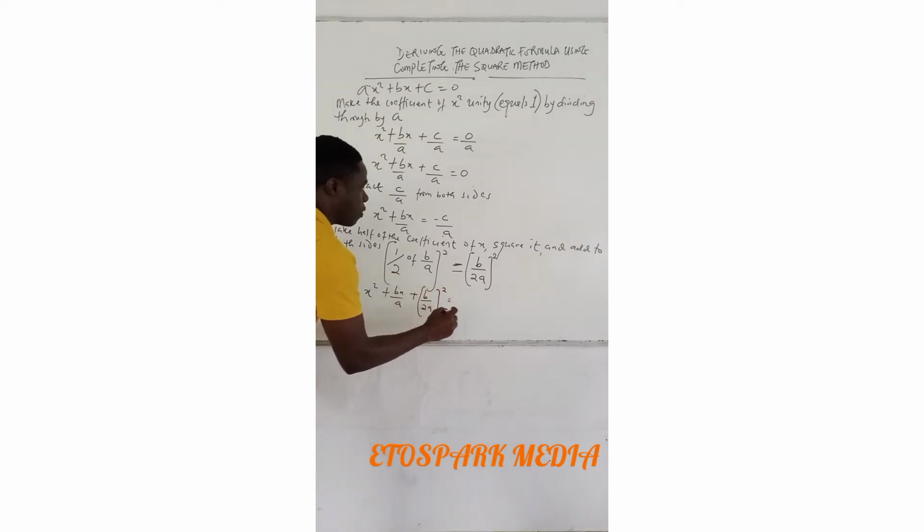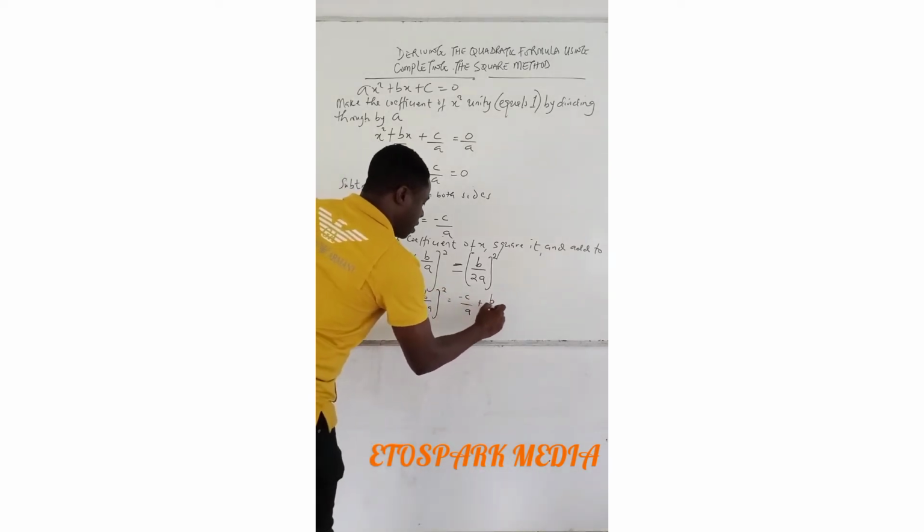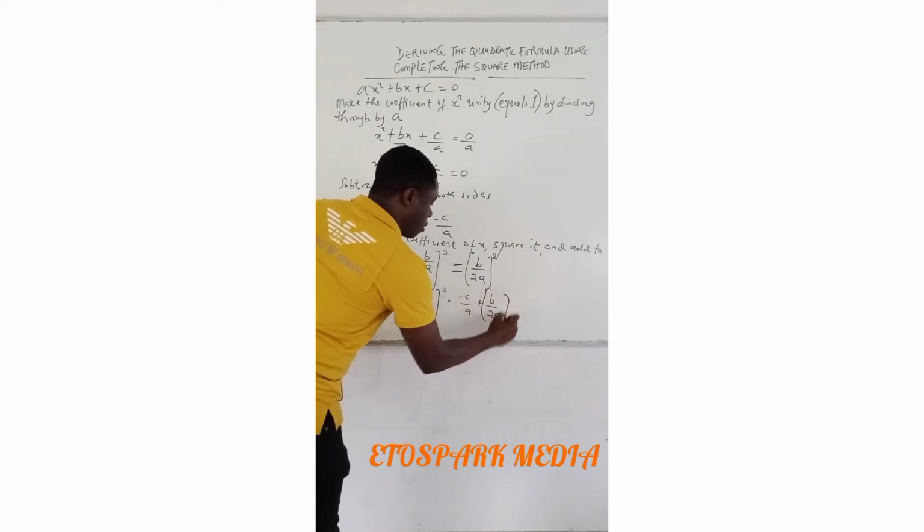Now, it is this particular expression that we are going to add to both sides of the equation. And it will become x squared plus bx over a plus b over 2a all squared equals minus c over a plus b over 2a all squared. So this is the expression we now have.